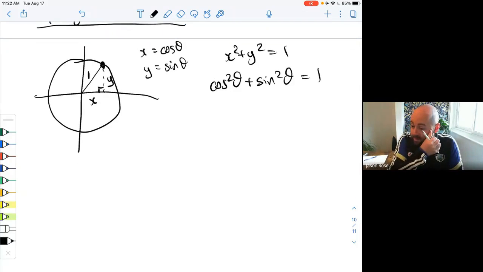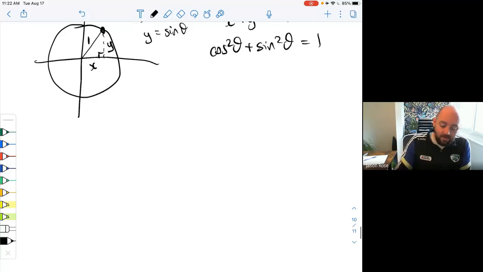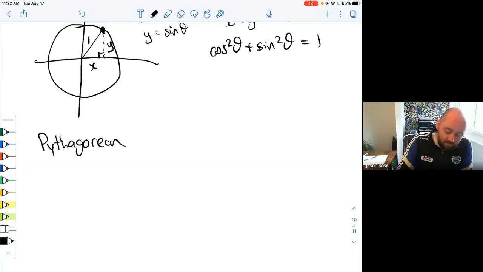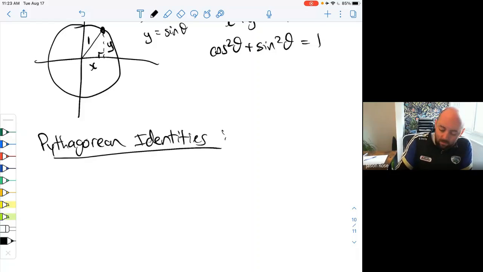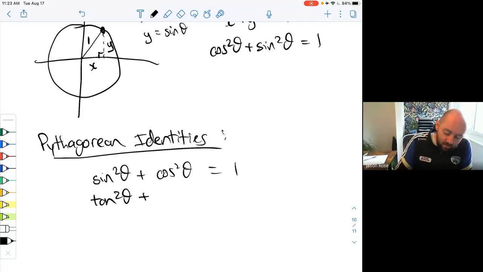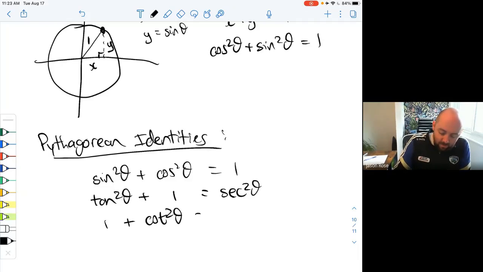And there's a couple of other ones that you have with tan and secant and cotan and cosecant and so on that kind of come from that one. So the Pythagorean identities: we have sine squared theta plus cosine squared theta is equal to 1. There's also tan squared plus 1 equals secant squared, and 1 plus cotan squared equals cosecant squared.